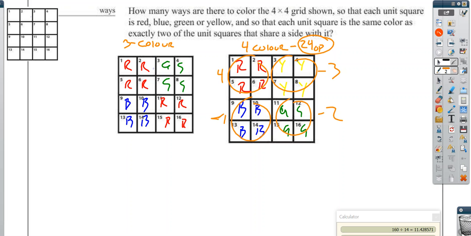So, looking at this, how many different ways can I do this? Well, I can have, all right, so right here, I have 4 different possible colors I can use in my, hold on one second.